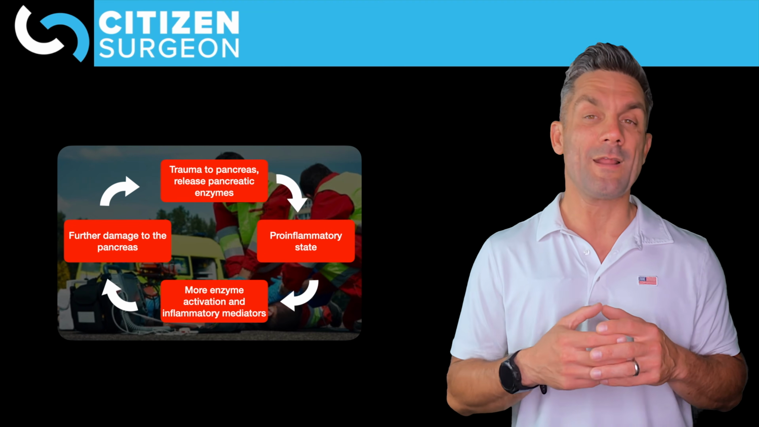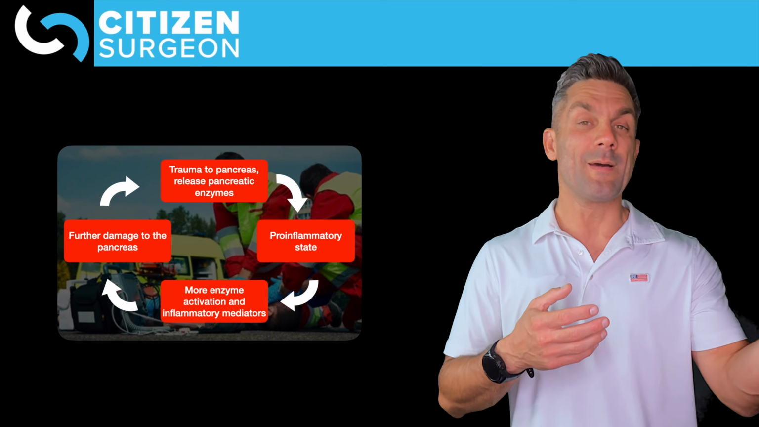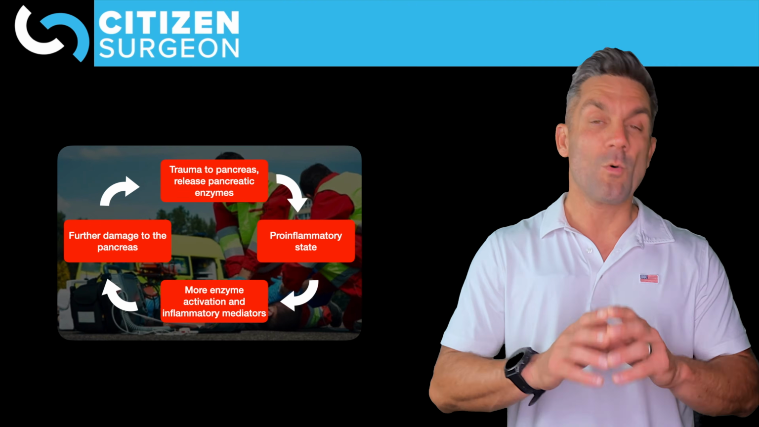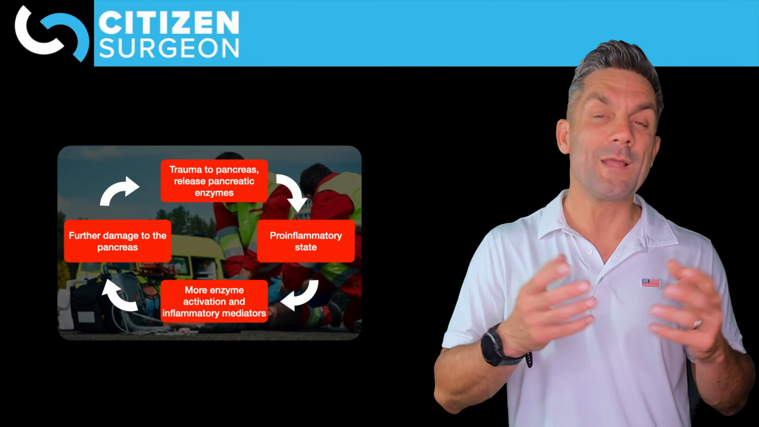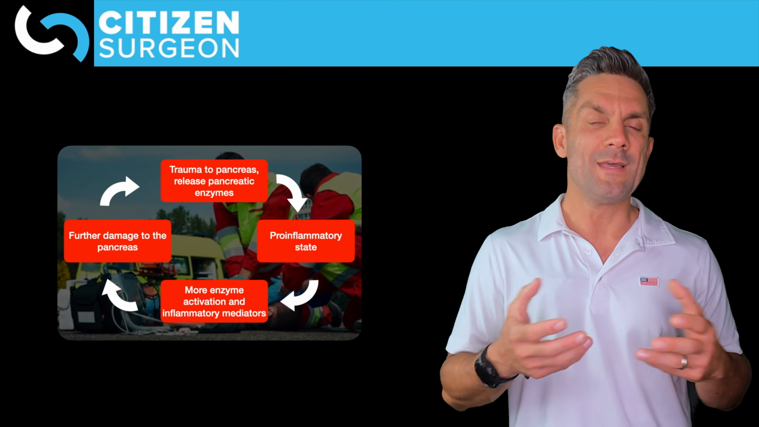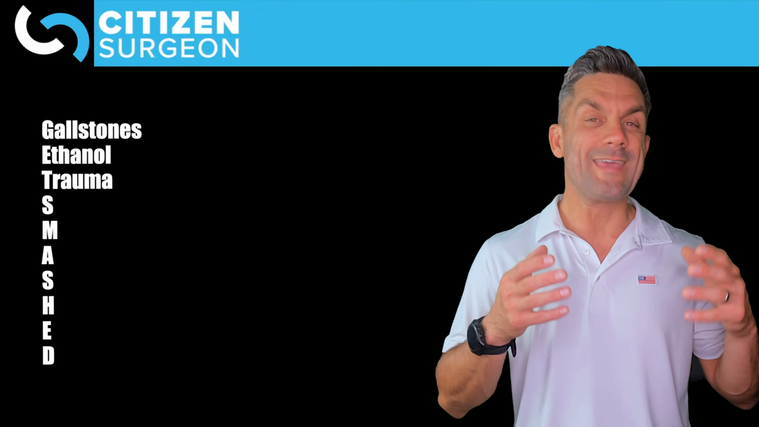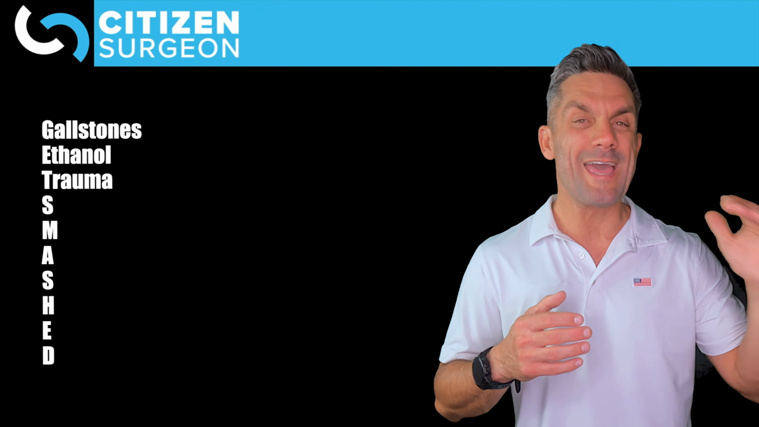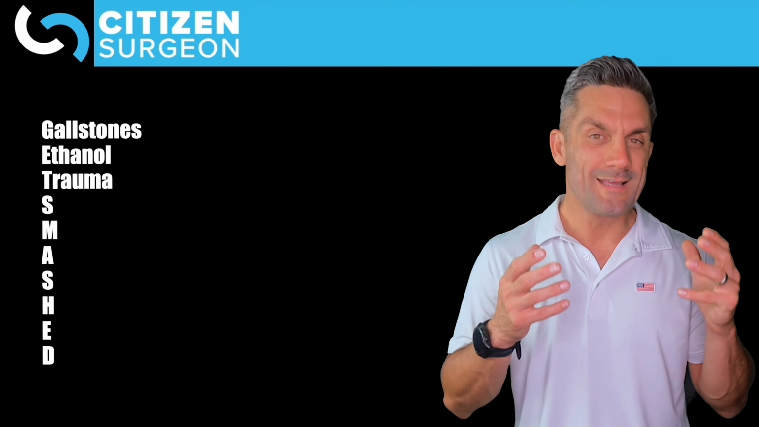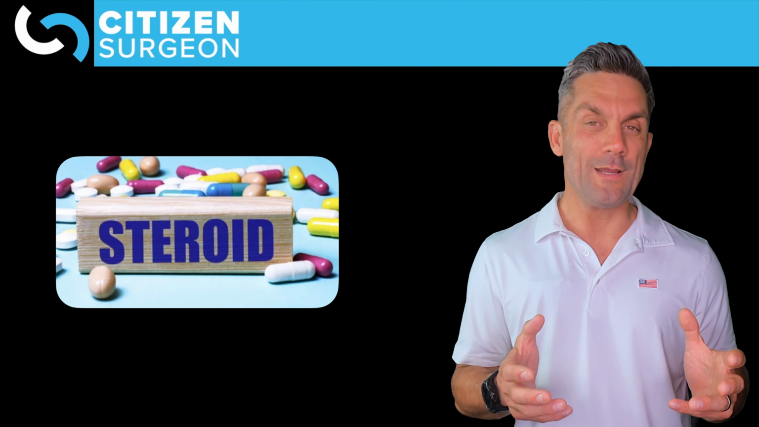Perhaps they're chronic alcoholics, or perhaps they have hypercalcemia, which we're going to talk about in a minute, or hypertriglyceridemia, or they have a genetic problem. We're going to talk about some genetic mutations that can predispose you to a higher risk of acute pancreatitis. So if we look at our acronym, we have GET SMASHED: gallstones, ethanol, trauma, S. What is the first S? Well, the first S is steroids.